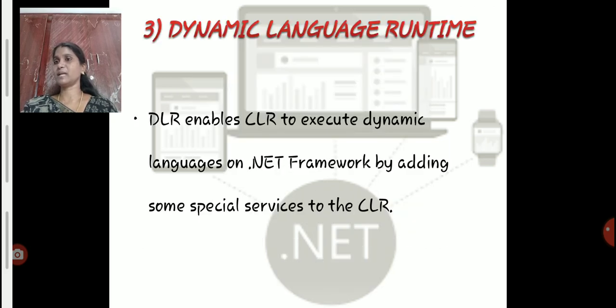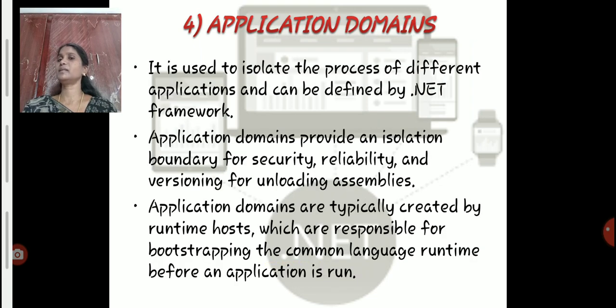Then this is Dynamic Language Runtime, shortly known as DLR. DLR enables CLR to execute dynamic languages, that is, many languages to run on the .NET framework, by adding some special services to the CLR. Then application domains. We know .NET applications can be run in different domains. The .NET application domains provide an isolation boundary for security, reliability, and versioning, and for unloading the assemblies.